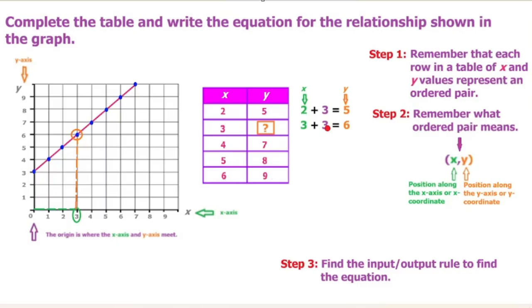And we just keep going like that. So for 4, what do we add to it to make it equal to 7? Again, we add 3. For 5, we add 3 and it gives us 8. And then for 6, we add 3 again and that gives us 9. So we can see that x plus 3 equals y, right? Or another way of writing that, y equals x plus 3. And that is the equation. And that's how you find the equation.